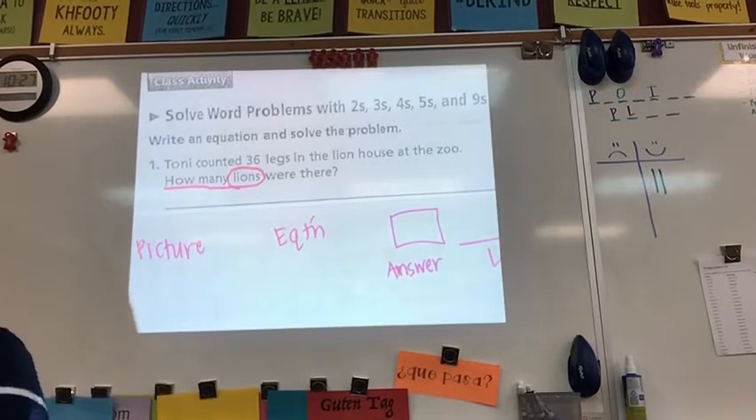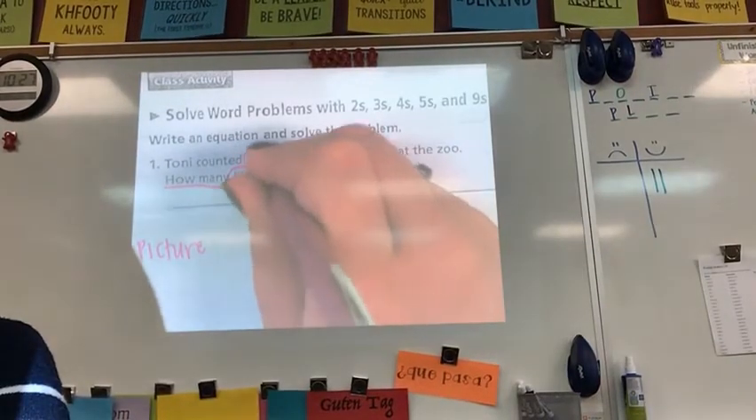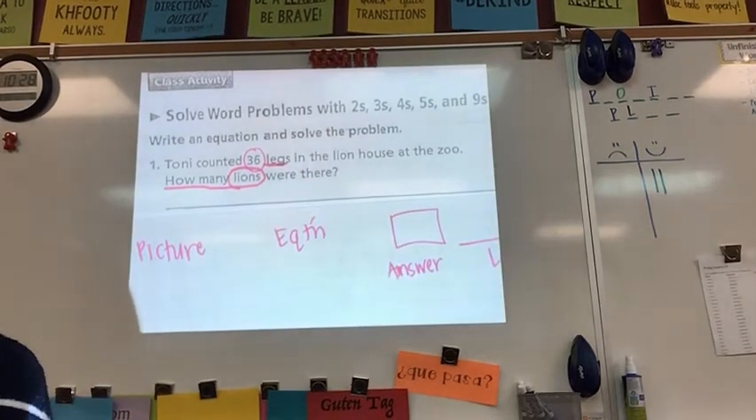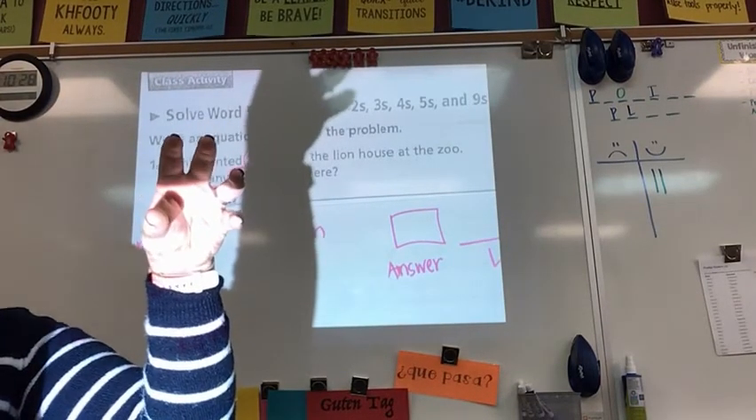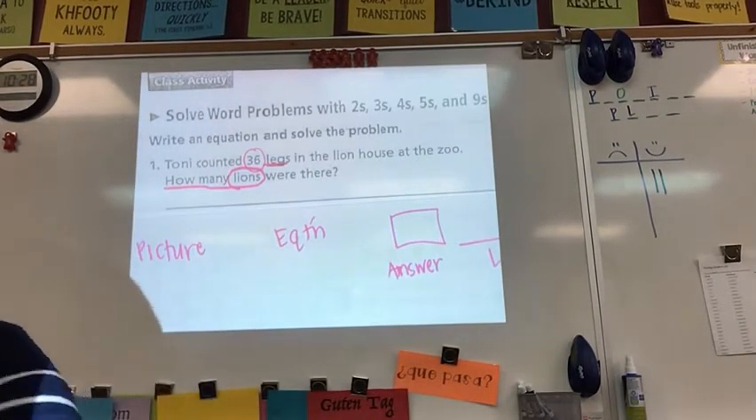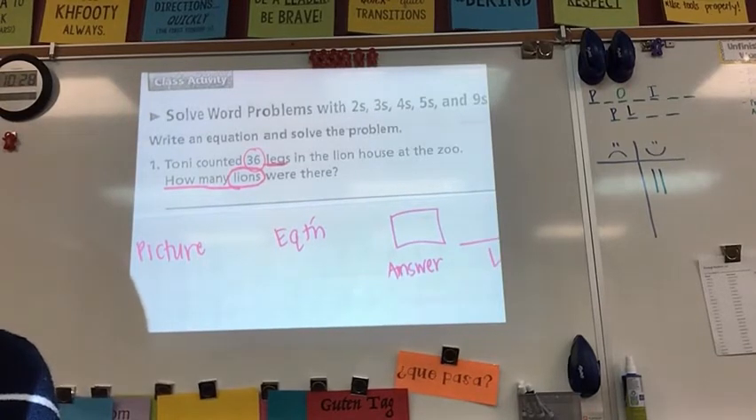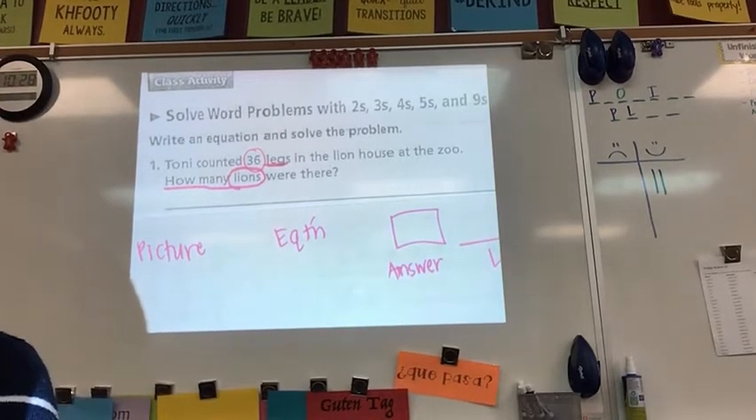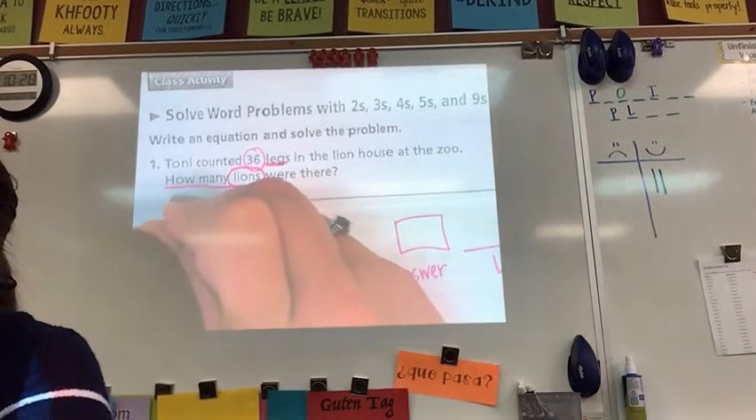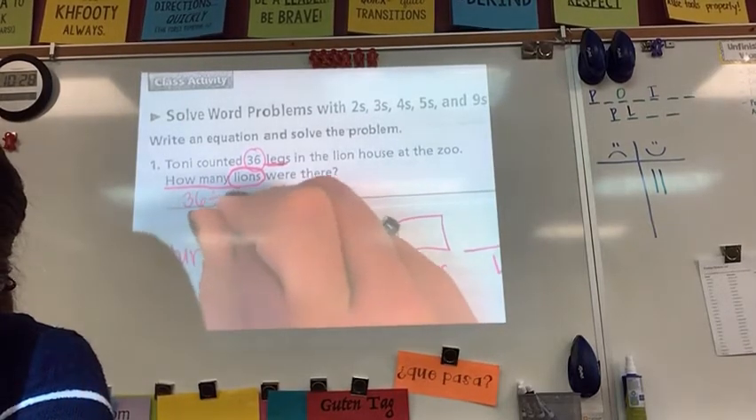Emerson. 36. There's 36 lions. Oh no, there's not 36 lions. There's 36 legs. Ooh, 36 legs, and I'm trying to figure out how many lions there are. How could I represent what I'm searching for here? I've got a total of 36 legs, and I know lions only have so many legs, right? And to figure out how many lions, what would I do, Keegan? Lions have 4 legs, so you would just do 36 divided by. He's right. He already knows my equation.